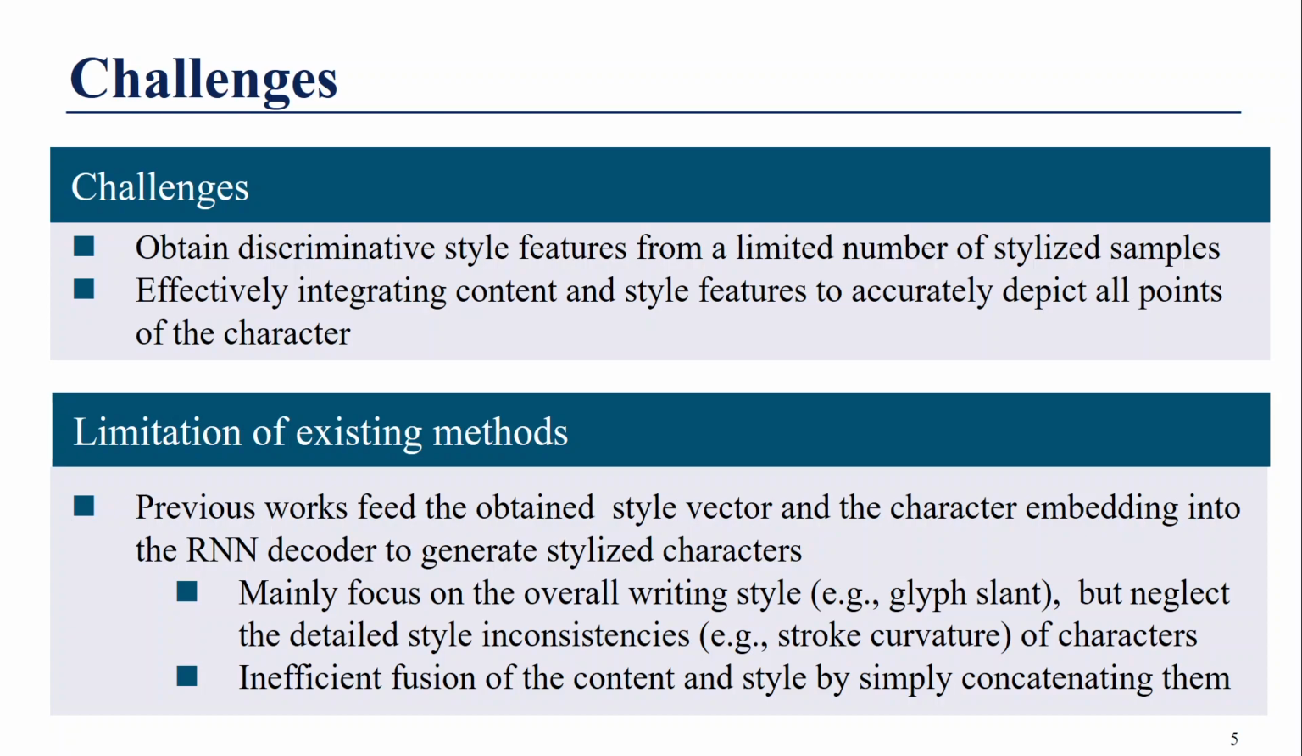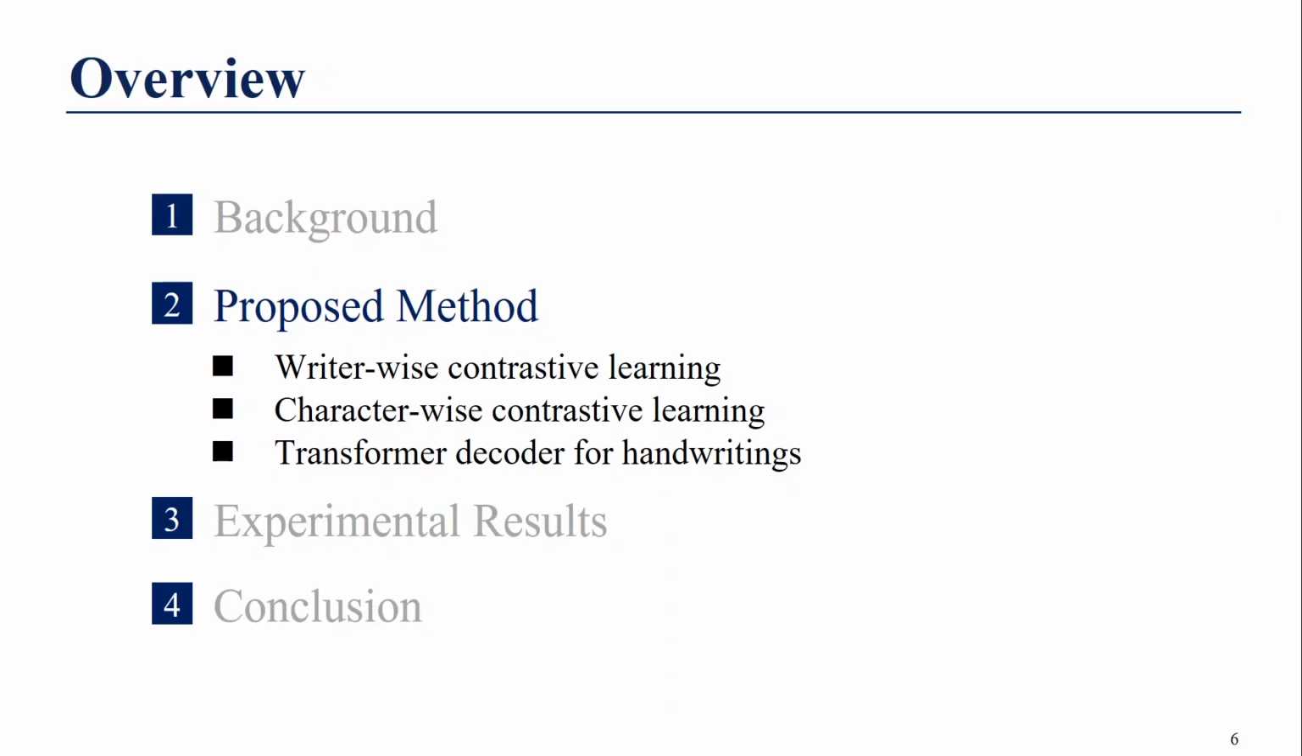Thus, the key challenges of this task lie in how to obtain discriminative style features from a limited number of character samples. After extracting style features, how to effectively integrate content and style features to accurately depict all points of the character is also a non-trivial problem. Previous works usually simply concatenate the style vector obtained from a CNN or LSTM encoder with a character embedding, then feed the fused feature into the RNN decoder to generate stylized online characters. However, these methods mainly focus on the overall writing style, thus overlooking the detailed style inconsistencies between characters produced by the same writer. Next, let's dive into the method part.